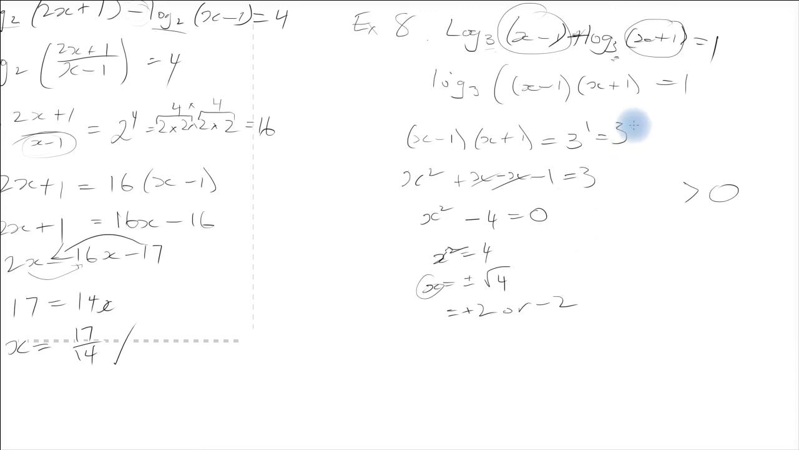So for this one we have to check, is x minus 1 greater than 0? Well, it is if x is plus 2, because then plus 2 minus 1 equals 1, which is greater than 0. But if we put in minus 2, that's minus 2 minus 1, which is minus 3, which is not greater than 0, so that's no good. For this one over here, a similar thing happens. For plus 2 we're above 0, but for minus 2 we're below 0. So the minus 2 does not work, it's not in the domain, so the answer must be plus 2.